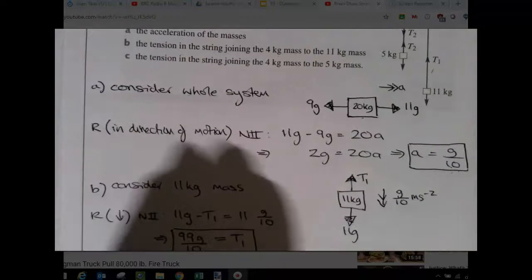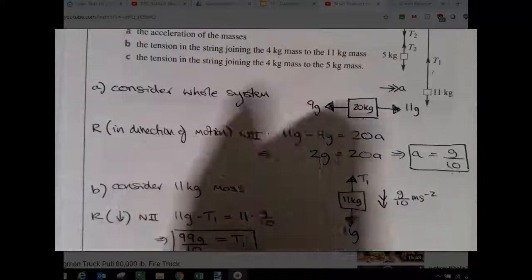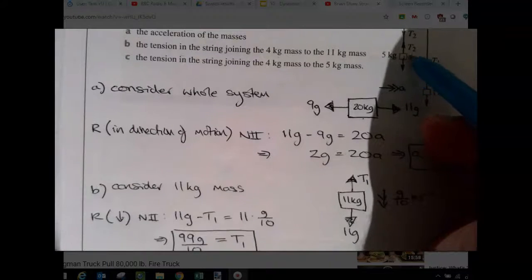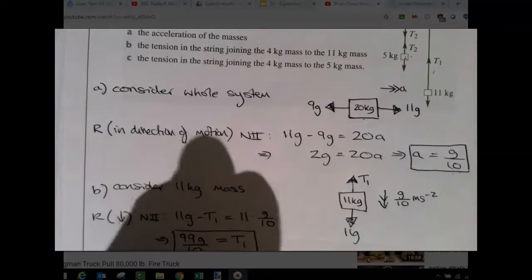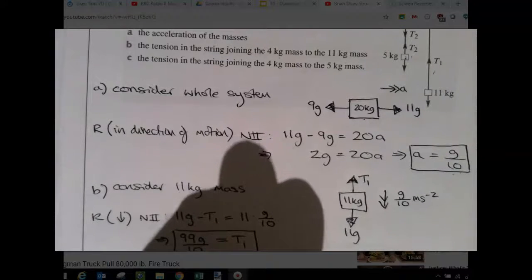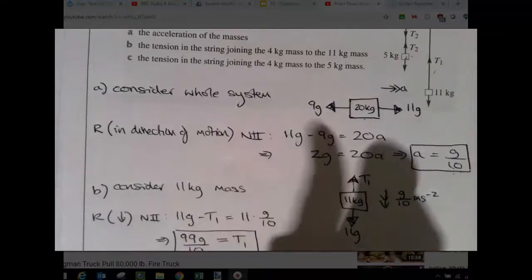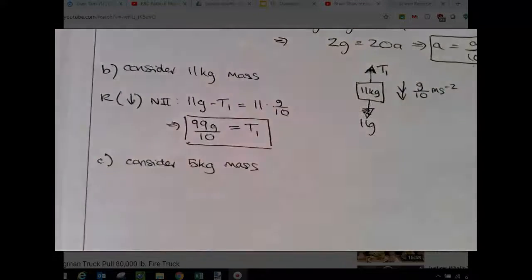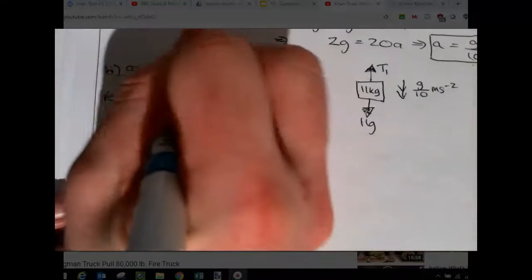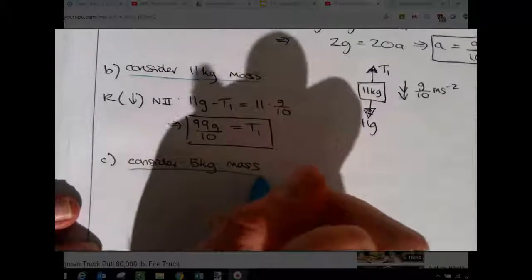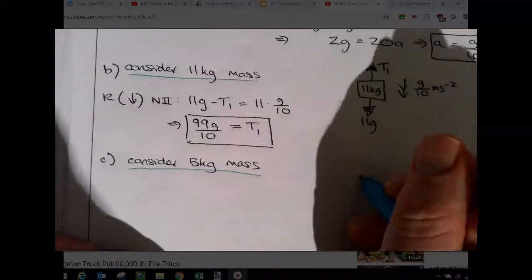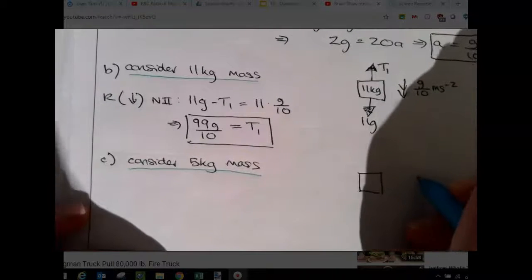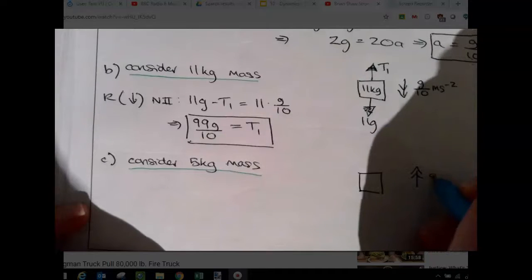And then for part C, they're asking for the other tension. It's probably easiest for me to take the bottom block. I could do it with either, but the bottom block has fewer forces acting on it. So I'm going to consider the 5 kilogram mass. And just notice how helpful it is to write this stuff: consider 11 kilogram mass, consider 5 kilogram mass, and put your diagram with it. It's genuinely really helpful to the person looking at your work. They can see what you're thinking.